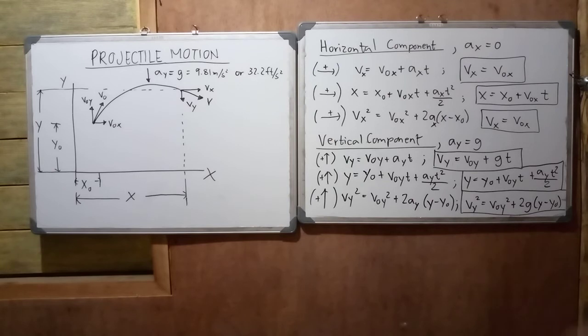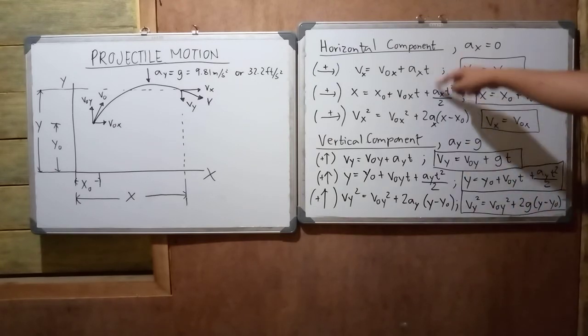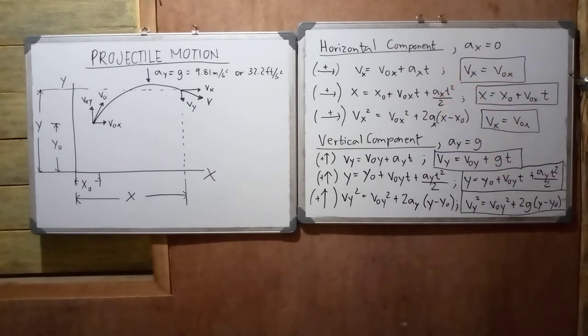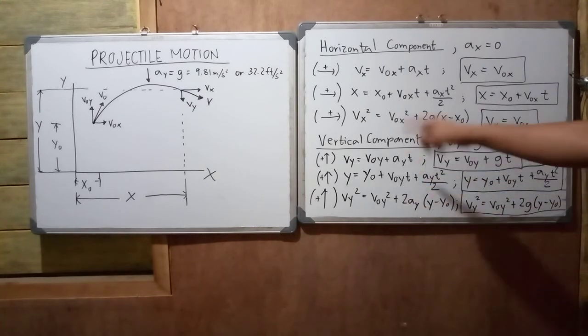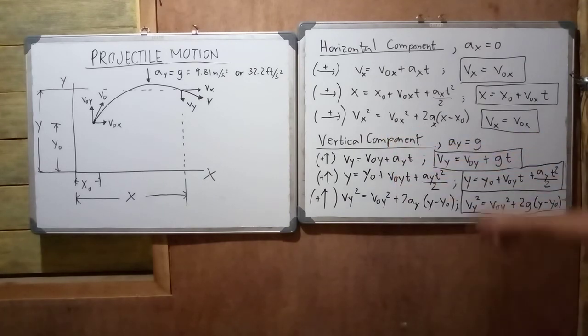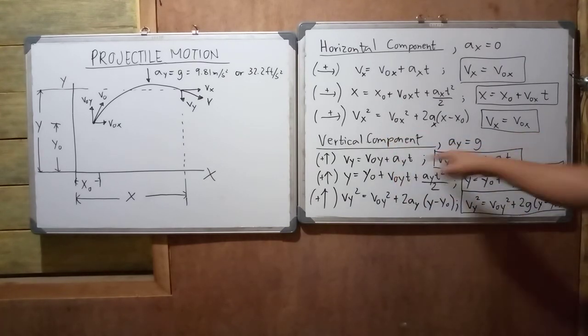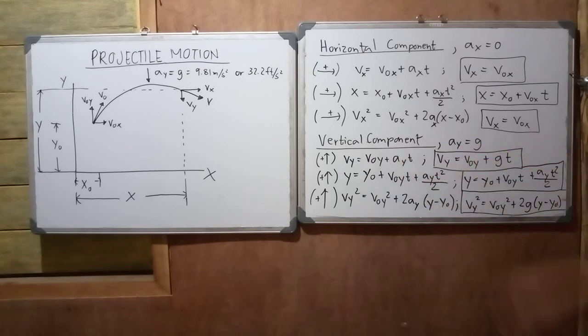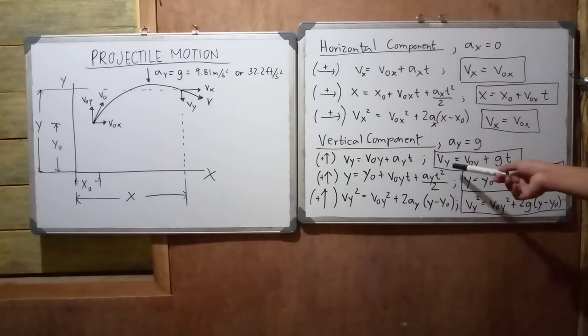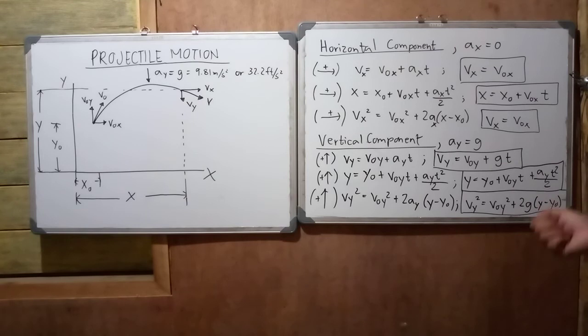And then for the vertical component, same story, but the difference is that we have a value for a sub y. We have the value of acceleration along y-axis, which is equivalent to g. Speaking of v is equal to vo plus a times t along the vertical component, we replace a sub y by g. So we get v sub y is equal to voy plus gt.